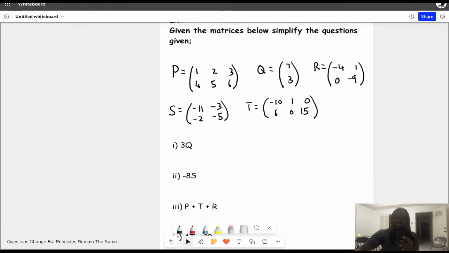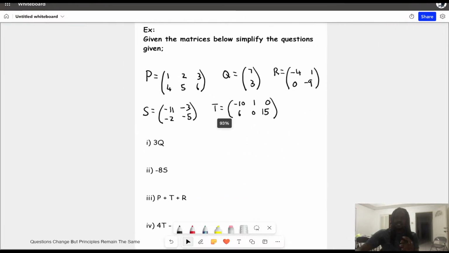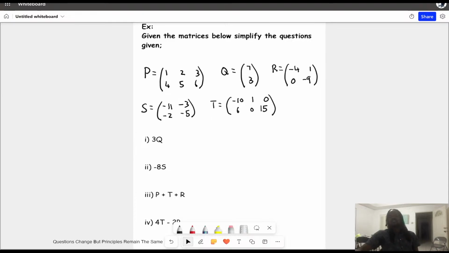Alright, so just look at an example here, then I will give you guys some to try. The first one says, given the matrices below, simplify the questions given. And how do we do this here now? Again, for the persons who might be watching this afterwards, you can always pause, work these things out to give yourself a little trial at it first, and then see if you have the same answers that I have right here.